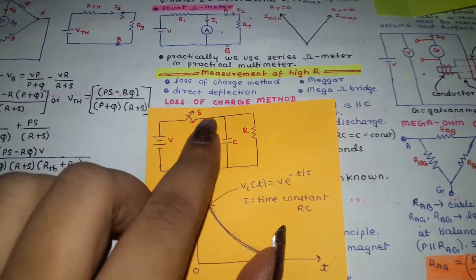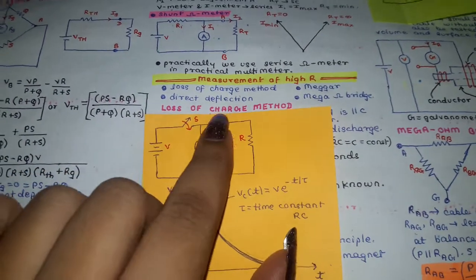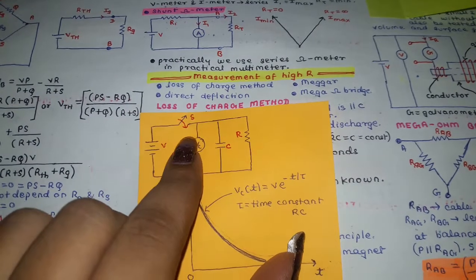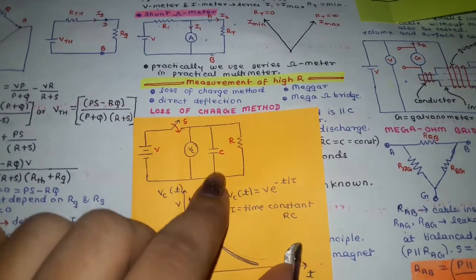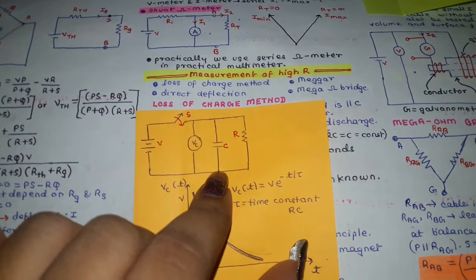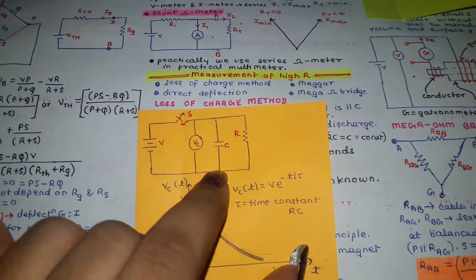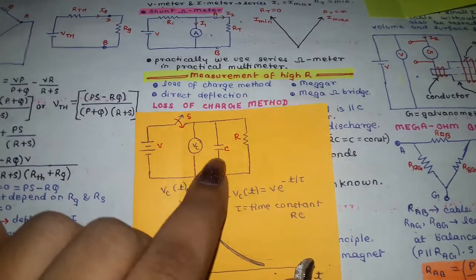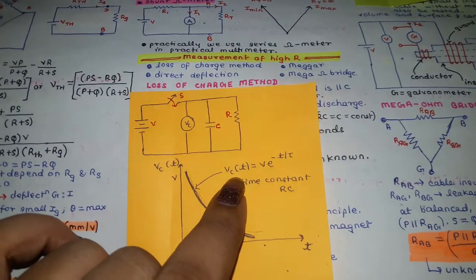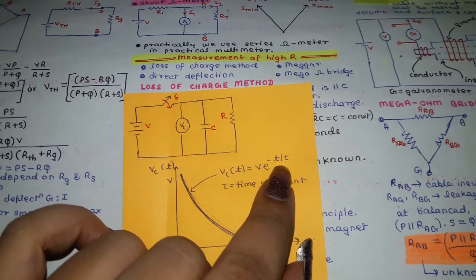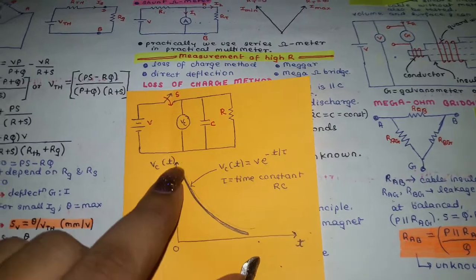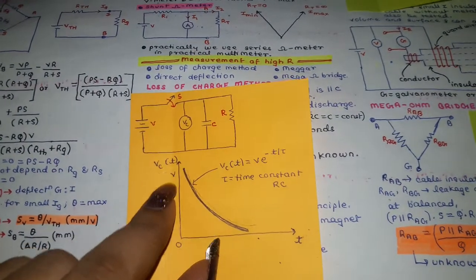What we are doing here is loss of charge. We are allowing this capacitor to be charged. We are closing the switch and completing the circuit, and a certain amount of charge will be stored in this capacitor. Then we turn it off and allow the capacitor to discharge. The voltage across a capacitor at a particular time t is given by this formula, where tau is the time constant given by RC, and this is the graph, the loss of charge graph.